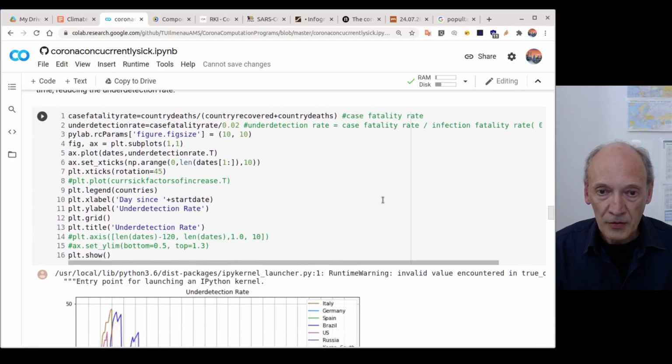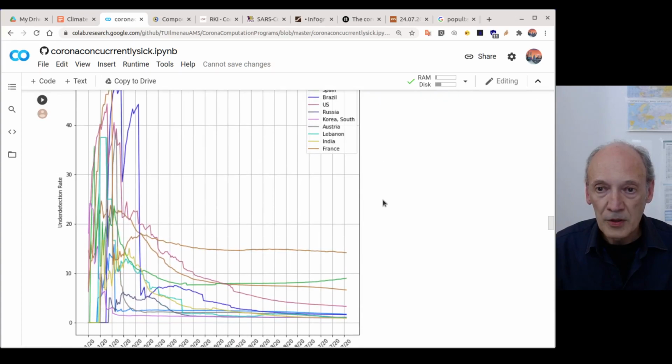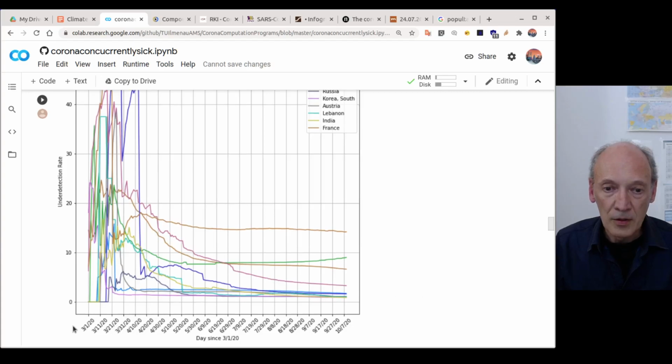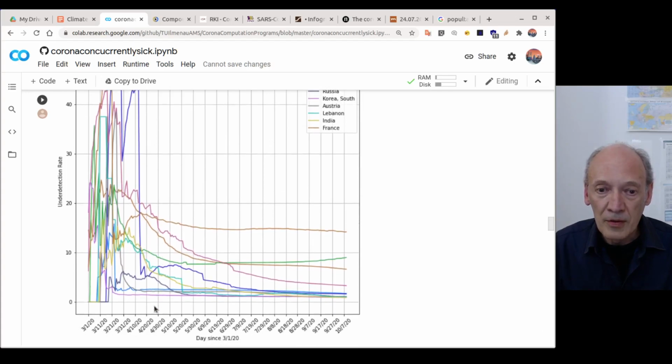So here we can see it. I computed the underdetection rate for each country that we just saw, and here's the resulting plot. And we can see in the beginning of the pandemic, here in March, the underdetection rate was very high. So testing was not very widespread. And then after the pandemic became more widespread, testing became better. For instance, here in Germany, you can see in the end of March, it dropped almost suddenly to a much lower rate. So Germany was very good in testing very early on.